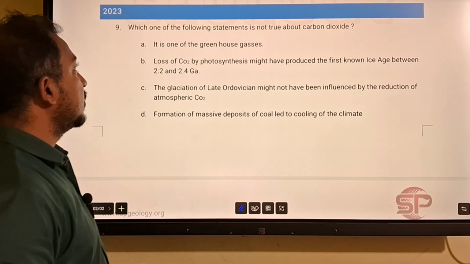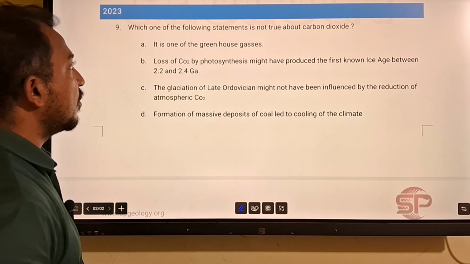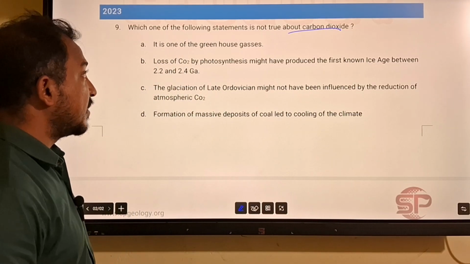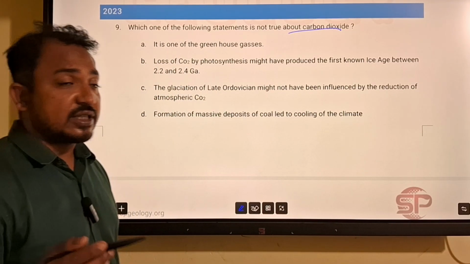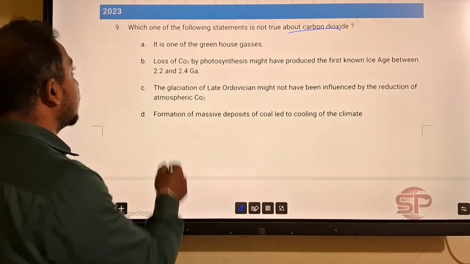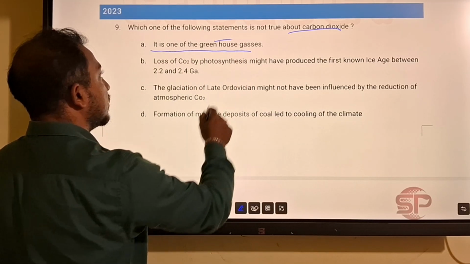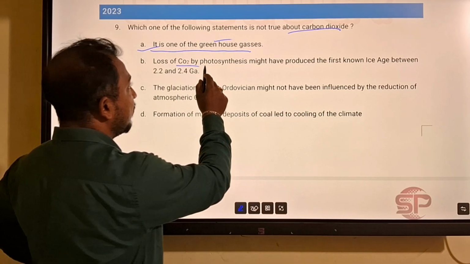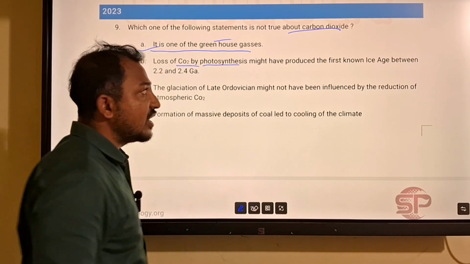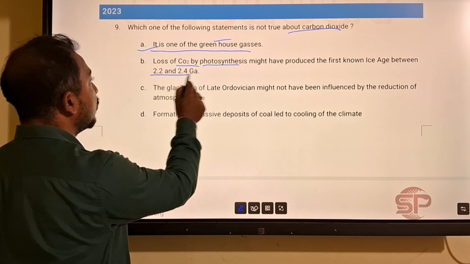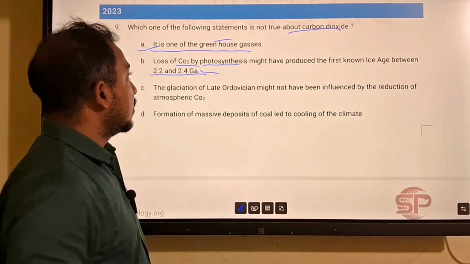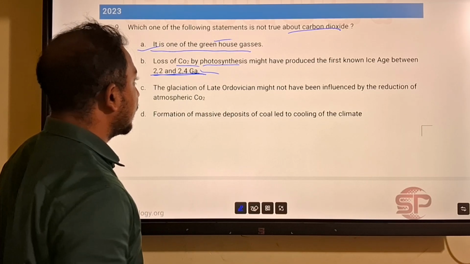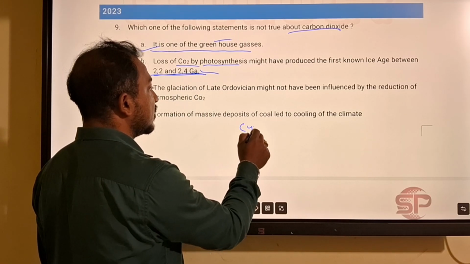So next question: which of the following statements is not true about carbon dioxide? Carbon dioxide is a greenhouse gas present within the atmosphere that helps to increase the temperature of the earth or atmosphere. It is one of the greenhouse gases, so it is correct. The loss of CO2 by photosynthesis might have produced the first known ice age between 2.2 to 2.4 billion years ago. So between 2.2 to 2.4 billion years ago, there was an organism that is called cyanobacteria.